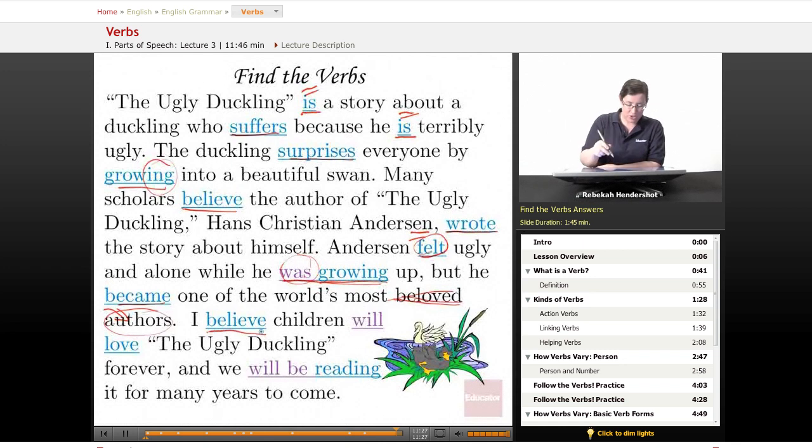I believe children will love, there's a future tense, The Ugly Duckling forever, and we will be reading, future progressive, it for many years to come. So there's your basic overview of verbs. If you'd like to explore them in more detail, check out Unit 2 in the syllabus.